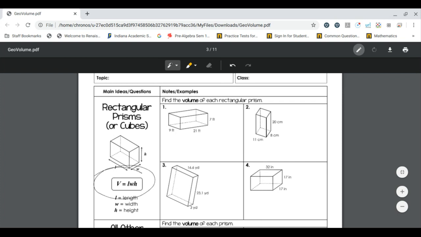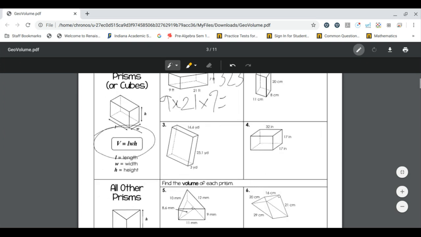If I look at number 1, I'm going to do 9 times 21 times 7, and you would get, I'll let you take a minute, 1,323 feet cubed. Don't forget that. We've been doing rectangular prisms all the time, so those are super easy, right?